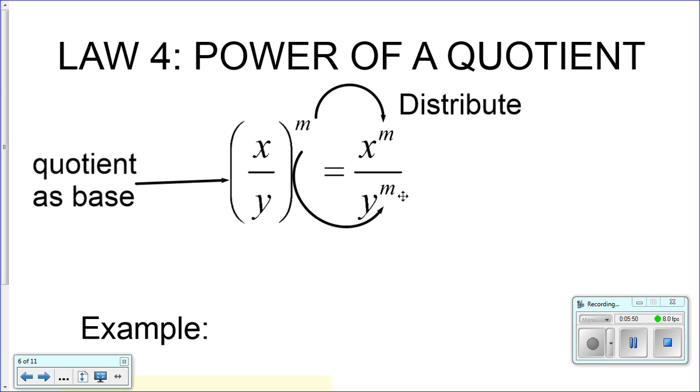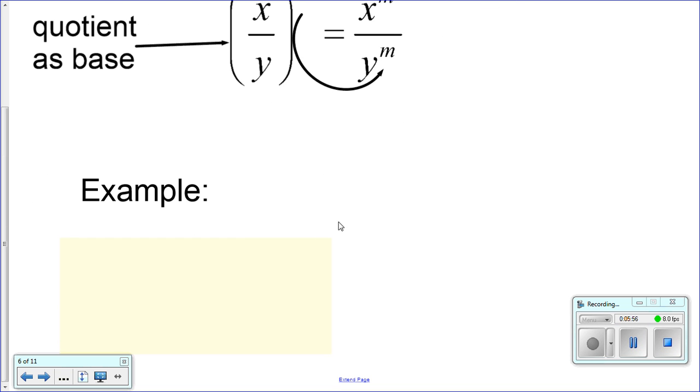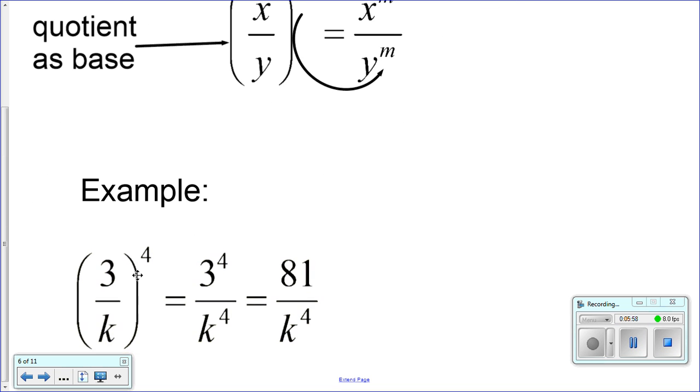Now we can't subtract these exponents because they don't have the same base. All they have is the same exponent, which doesn't really help us much. Here's an example. We have 3 over k, all to the 4th. That means it's 3 to the 4th over k to the 4th. And we can simplify 3 to the 4th, which is 81.